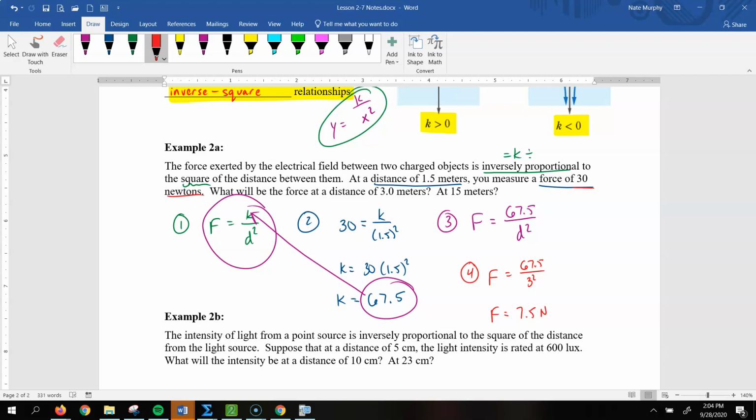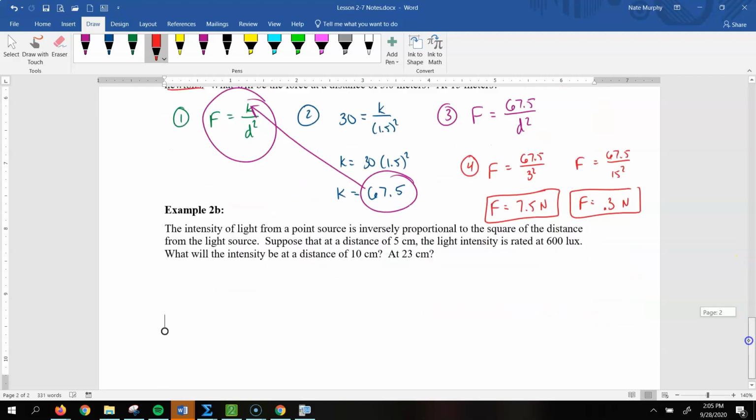So to figure out the second part, to figure out what the force would be when it's a distance of 15 meters, we just do the same exact thing using that equation. So that's the purpose of having that equation. So now I can just plug that distance in, the 15 in. So we would have 67.5 divided by 15 squared is 0.3 newtons. So those would be your two answers for that question.